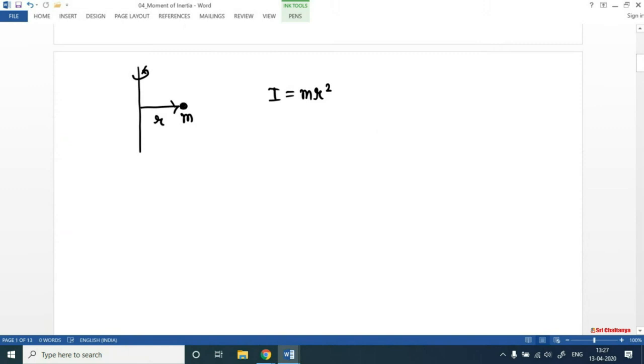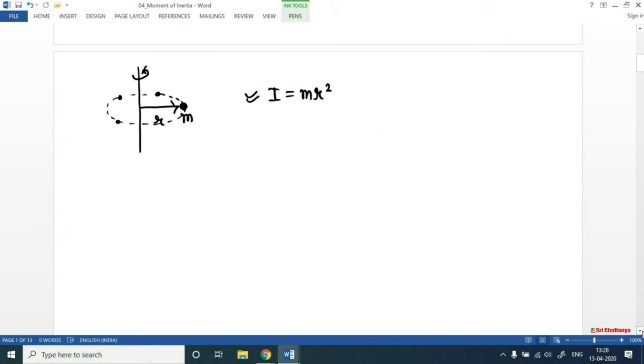One thing I want to point out here: irrespective of where this particle is, it can be here, here, or anywhere, as long as it maintains the distance r from the axis, its moment of inertia is going to be mr squared. So moment of inertia is a physical quantity which depends upon the mass distribution with respect to the axis only. If the mass distribution with respect to the axis is not changing, the moment of inertia of the body will not change.